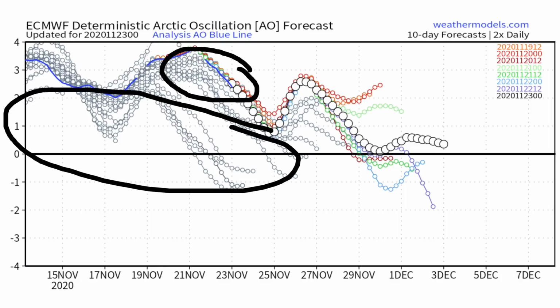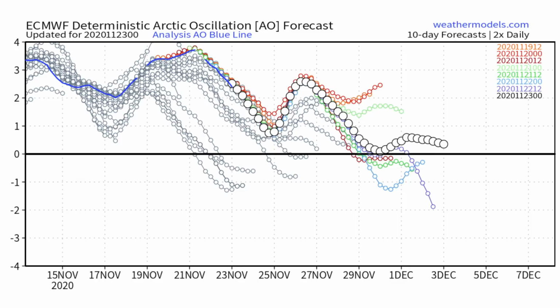And look at this, over the entire month of November you guys were in a very positive AO, and now it's dipping further negative, and it looks like it might become near average. That will lead to a colder pattern if combined with that negative NAO.